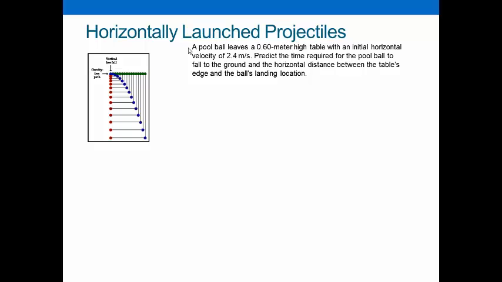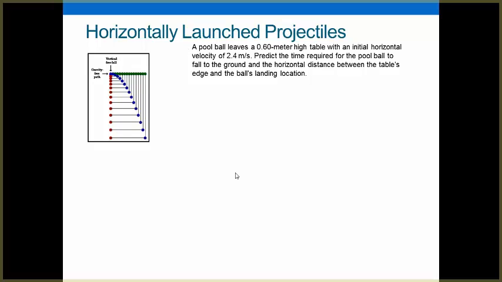Imagine you're playing a game of pool, and a pool ball is going to leave a 0.6 meter high table with an initial horizontal velocity of 2.4 meters per second. I want you to predict the time required for the pool ball to fall to the ground, and also the horizontal distance between the table's edge and the ball's landing location. As with every problem we do, I want you to start with what we know. This time, though, organize everything horizontal and everything going vertical.